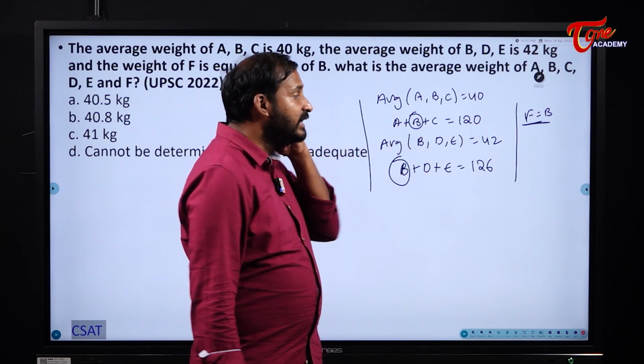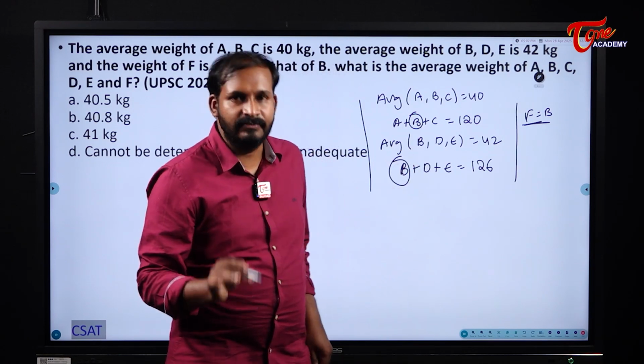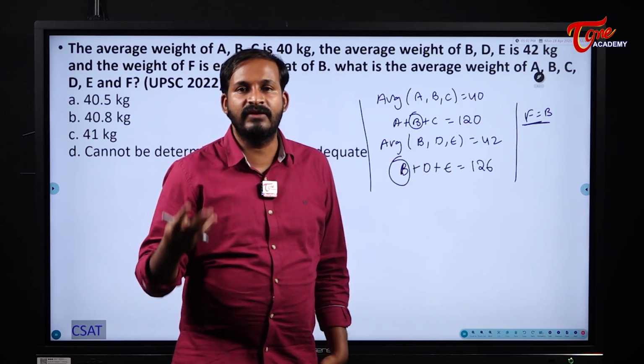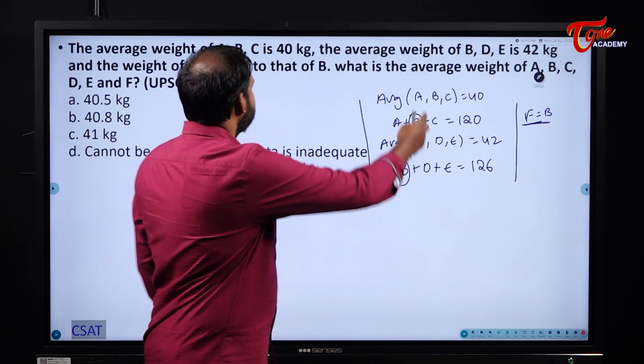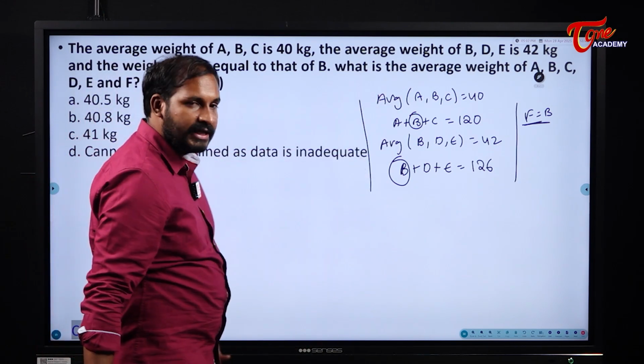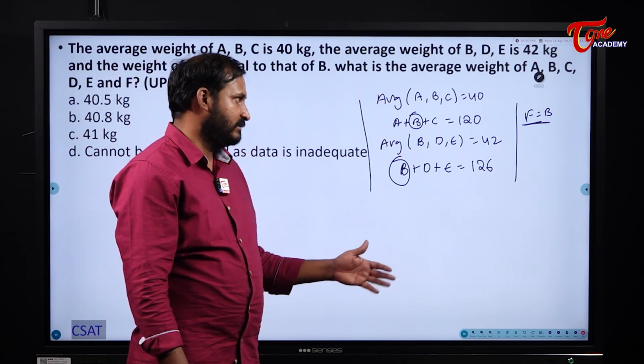So you may say that, sir, here B is common, here B is common. Yes, B is common in both the cases. But how can we find the weight of B? It can be anything, right? They didn't mention any other clue regarding B.